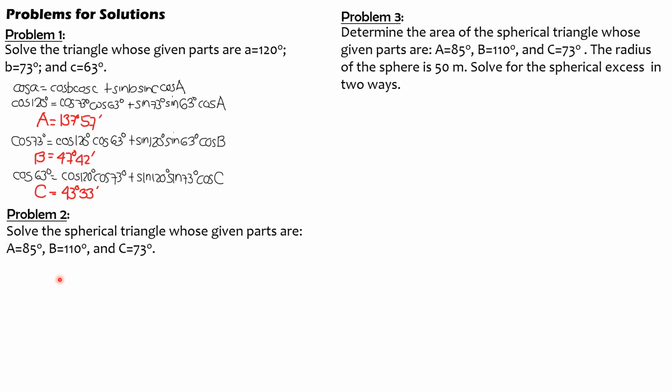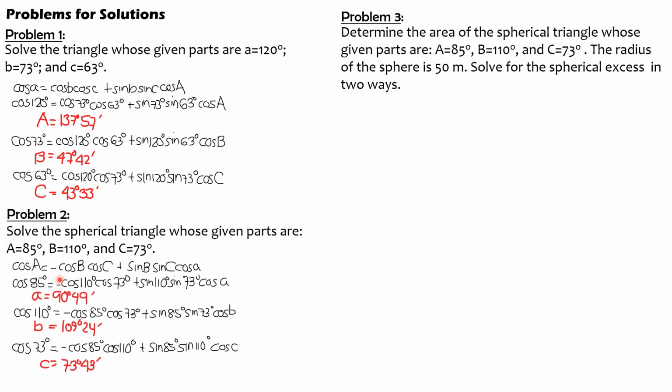So again, cosine angle A equals negative cosine angle B cosine angle C plus sine angle B sine angle C cosine of side A. So substituting, cosine of 85 degrees equals negative cosine 110 degrees cosine 73 degrees plus sine 110 degrees sine 73 degrees, then cosine of side A. Solving for side A, 90 degrees 49 minutes.